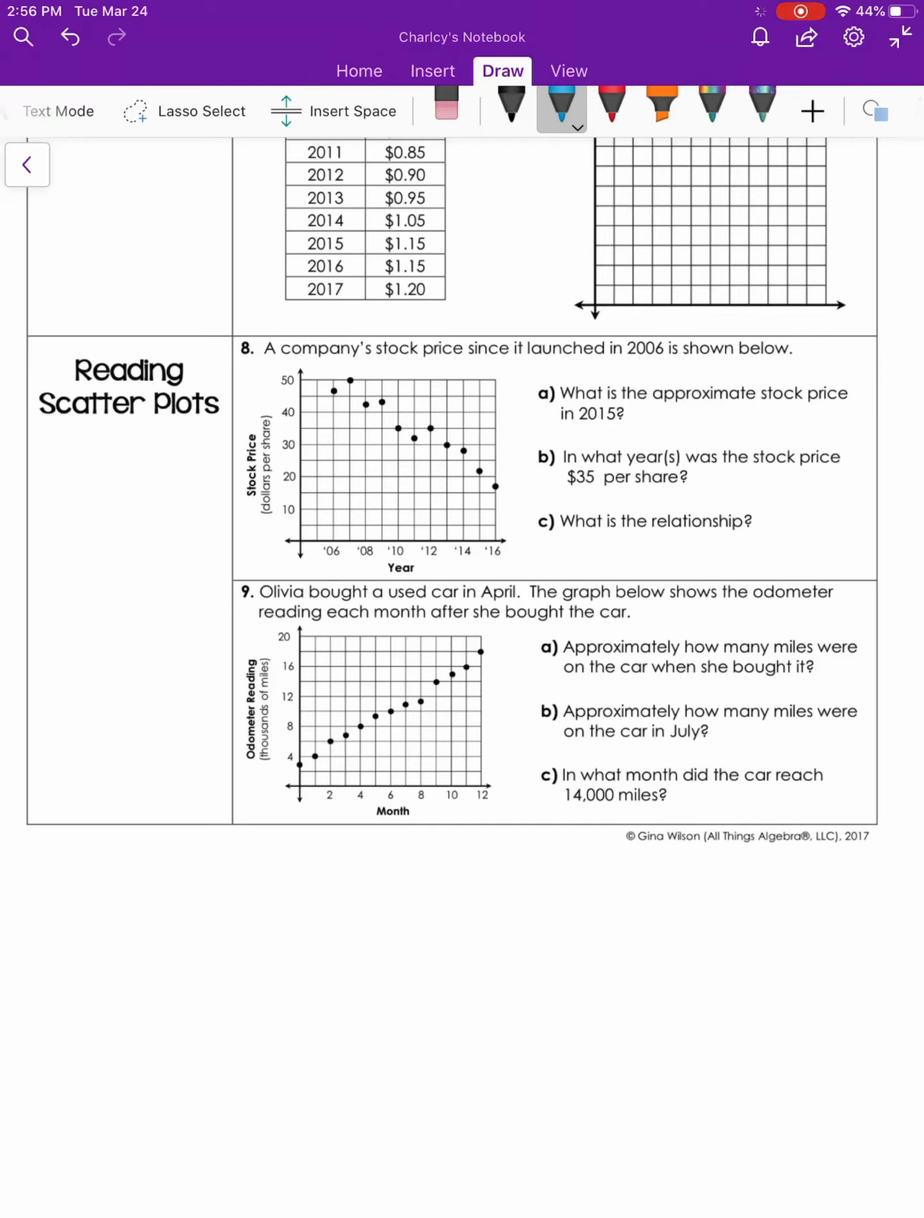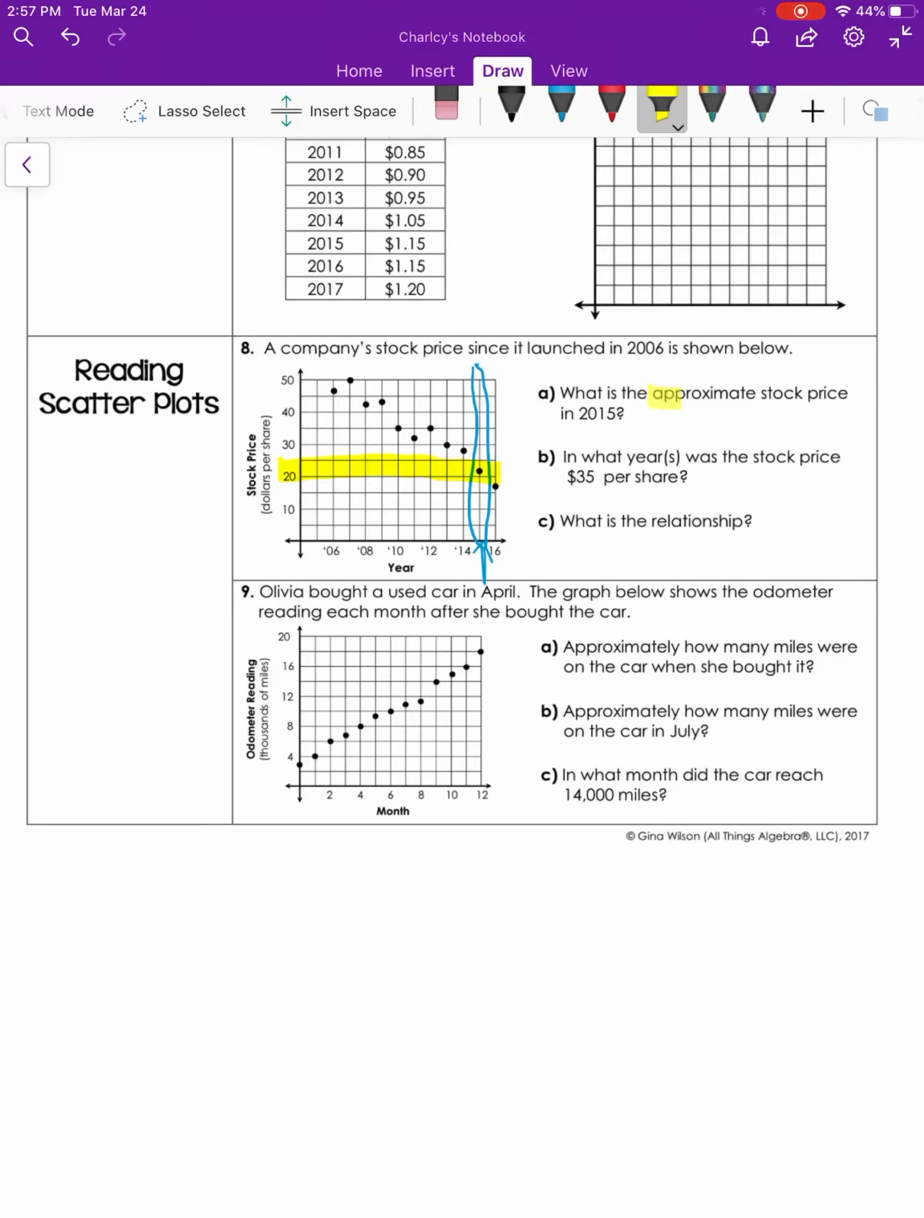So we're looking for the approximate stock price in 2015. Since we're counting by ones, we're going to look between 14 and 16 and just follow my little blue arrow right there. That would be 15. Okay. So we want to know the approximate stock price in 2015. So what we're doing is looking at this dot that is on the 15 mark and finding out where it reaches on our y-axis, okay? So we're looking at where it connects on our y-axis.